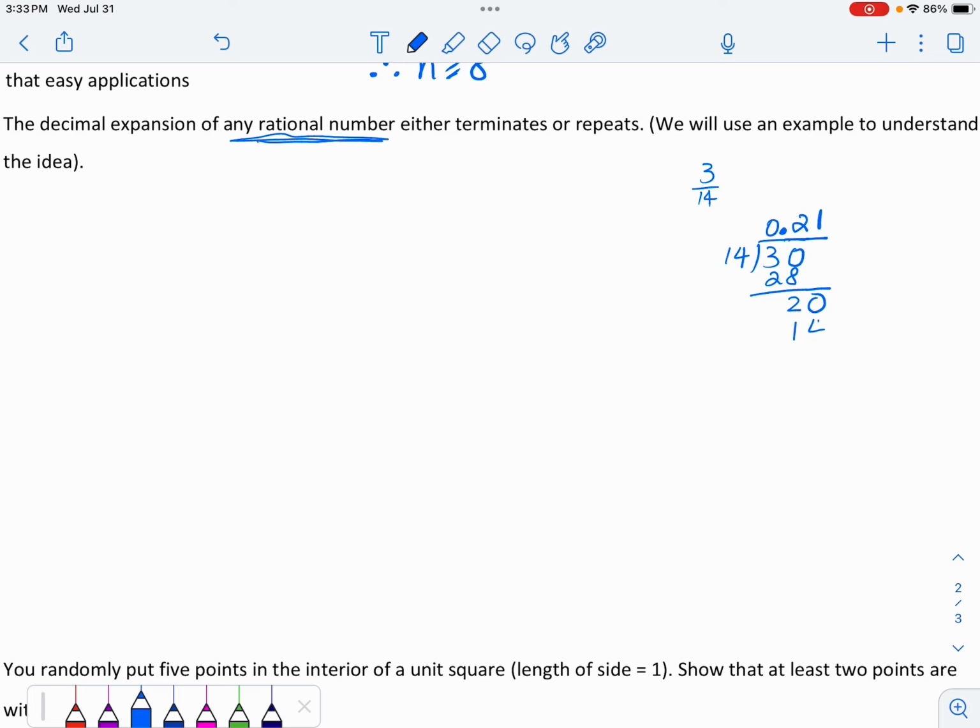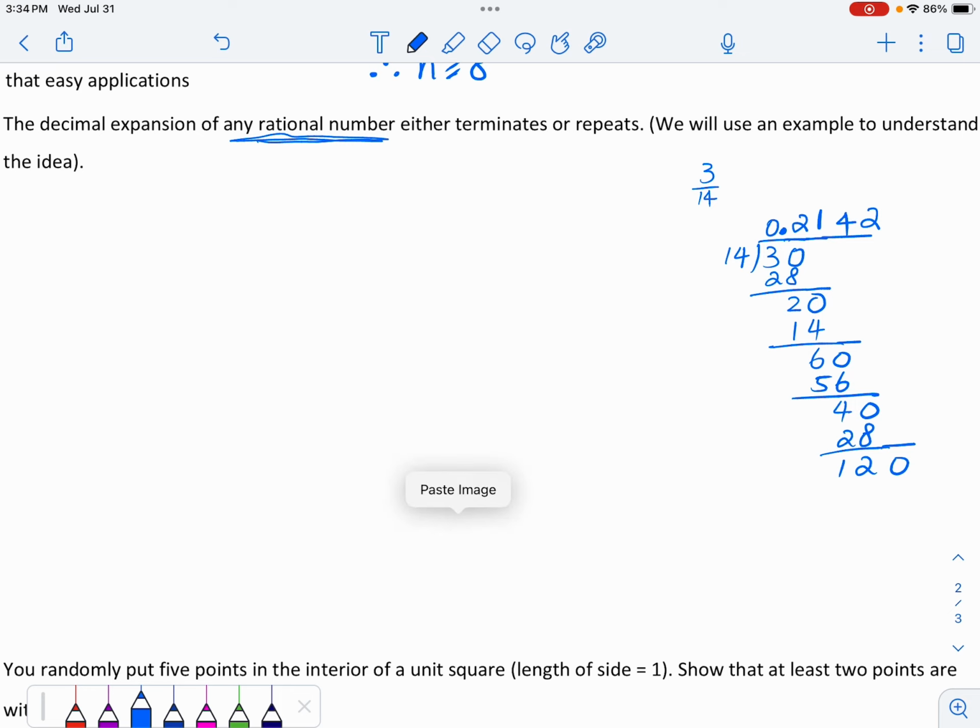So therefore 14, and we subtract, we get 6, and then we have to get a 0 again. And 14 goes into 60 how many times? It will be 4 times. 4 times 14 will be 56. So when we subtract, this is 4, and then get another 0. 40 divided by 14, how many times does 14 go into it? I think it won't be 3. It's going to be 2. 2 times 14 will be 28. Then we have 12.